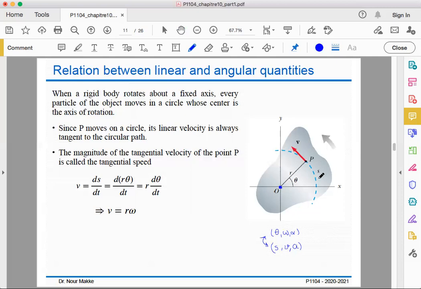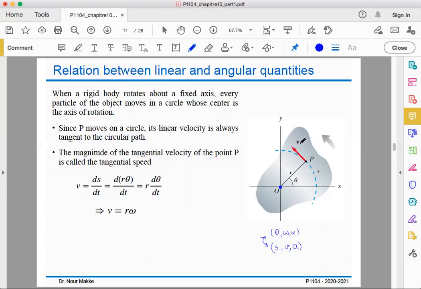Now, if you consider the point P, we have said earlier that the point P is moving along a circle. This circle has a radius r, which is the distance between the point P and the axis of rotation. And we know from the previous chapter that if a particle is moving on a circle, then the linear velocity is always tangent to the circle. So the velocity of the point P at any time is always in this direction, tangent to the circle described by the point P.